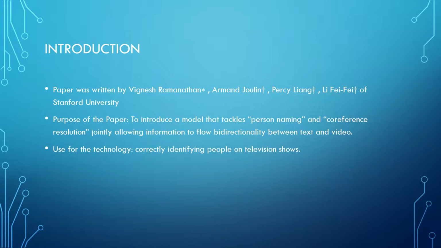This is the introduction. This paper was written by Vignesh Ramanathan, Armand Joulin, Percy Liang, and Li Fei-Fei of Stanford University. The purpose of this paper is to introduce a model that tackles person naming and coreference resolution jointly, allowing information to flow bidirectionally between text and video, and the use for this technology is correctly identifying people on television shows.